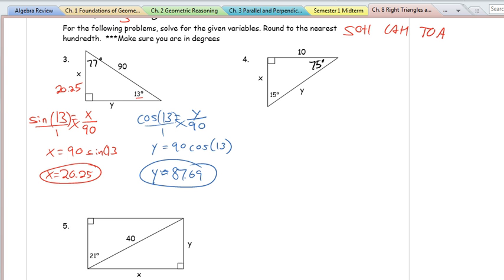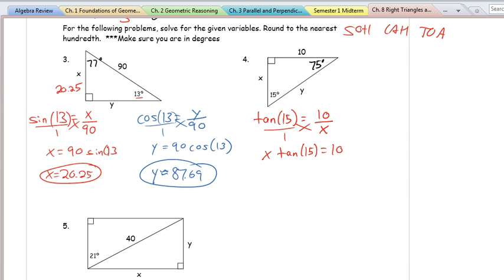We know we have to include either x and 10, or 10 and y. We can't do x and y in the same one. So let's go for x first. X is adjacent to 15, and 10 is opposite 15. So I have adjacent and opposite, which tells you that you need to use tangent. So the tangent of 15 degrees is equal to the opposite over the adjacent. Again, cross multiply. So we have x times the tangent of 15 equals 10.